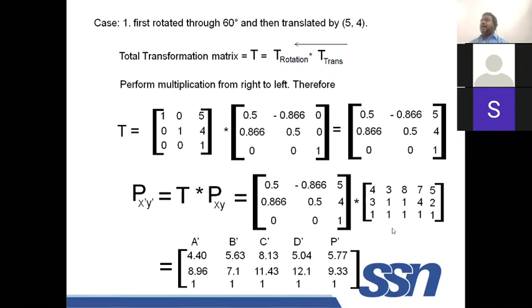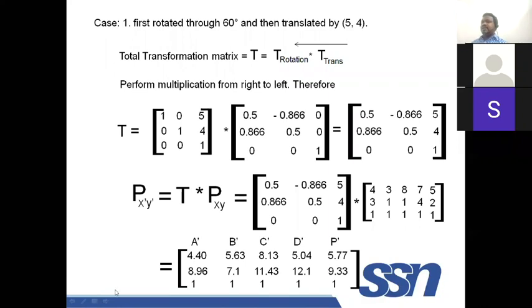The order I have given in Pxy is A, B, C, D and P. So this is the final coordinate of A, of B, of C, and P as well. So this is the final answer. Any questions? Okay, then let us go to case B.